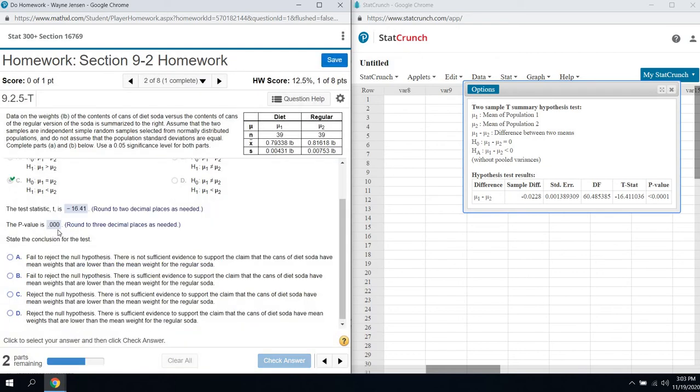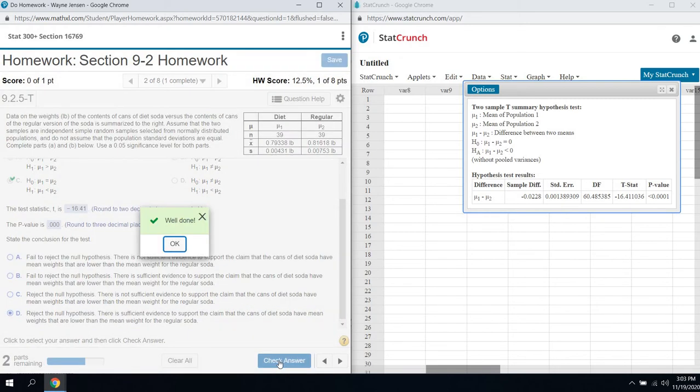So what do we do whenever our p-value, which is pretty much nothing, is less than our significance level, 0.05? Well, whenever your p-value is less than your significance level, you reject. And when you reject, you always have sufficient data. So I'm looking for a rejection and the word sufficient data. And here's the word rejection in C, but not sufficient data. That's not us. Rejection means sufficient data, sufficient evidence. And we check that answer.